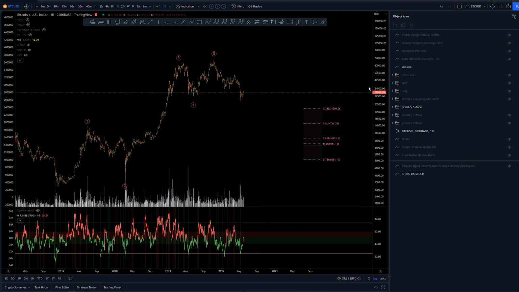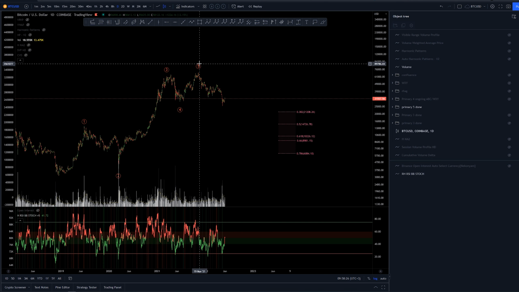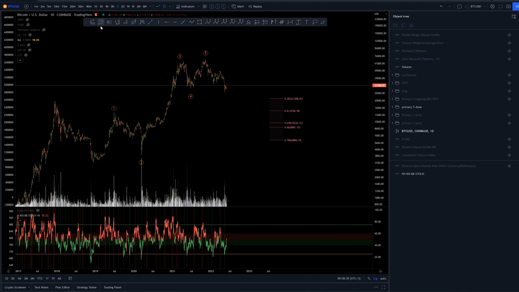Other possibility is having a 1, 2, 3, 4, 5 completing something up here, and this would either be correcting this whole structure here instead of just this move that we were looking at with the other scenarios.